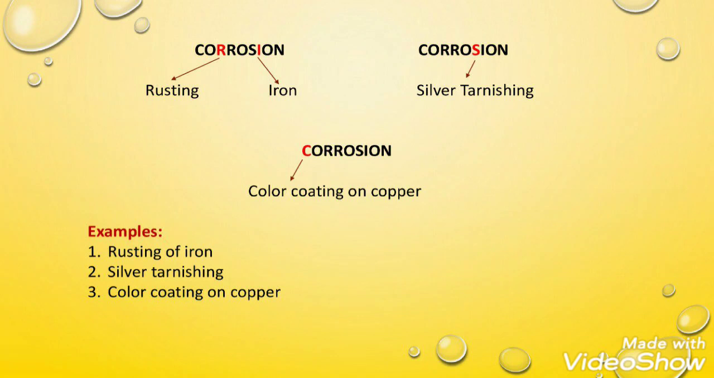Now move to the next topic, corrosion. Examples of corrosion are rusting of iron, silver tarnishing, and green color coating on copper. These are examples of corrosion. From the slide you can remember easily.